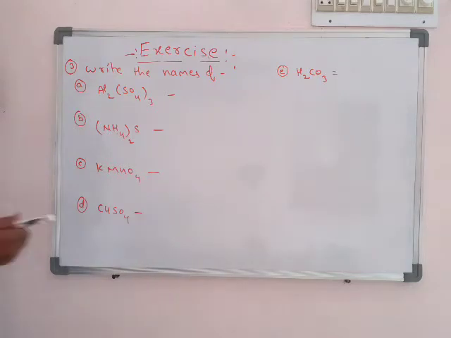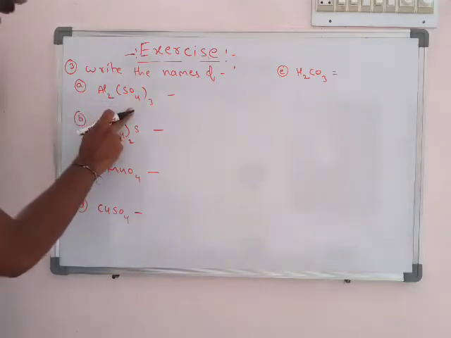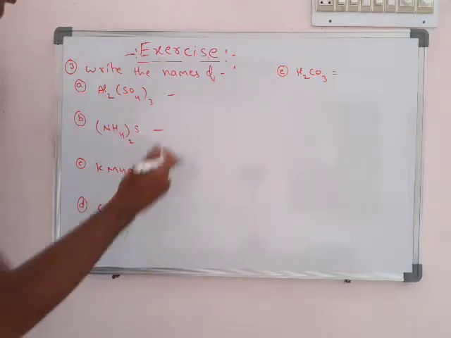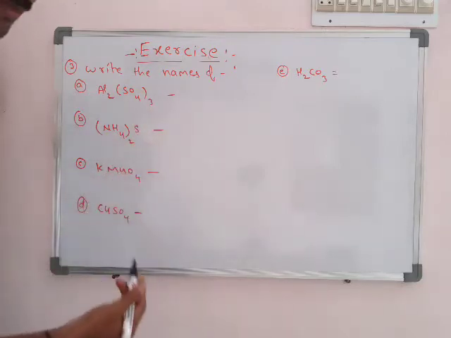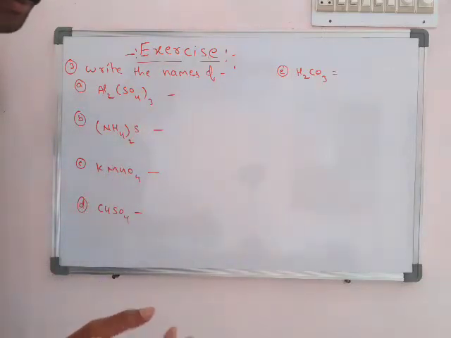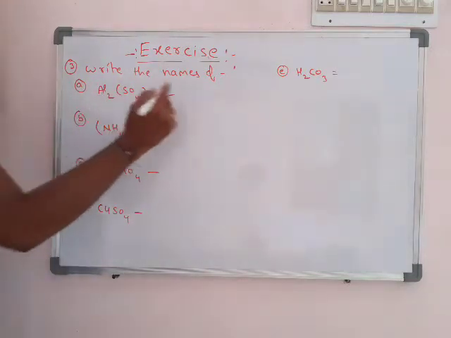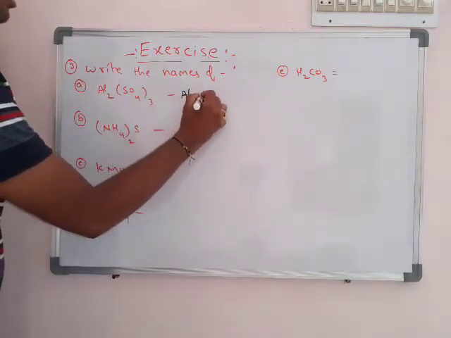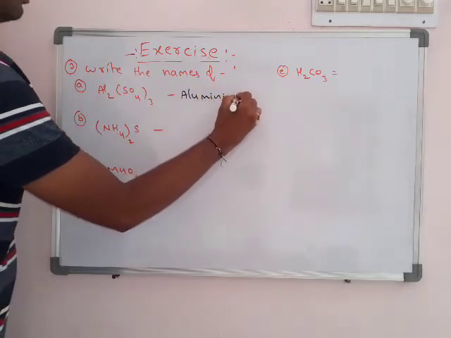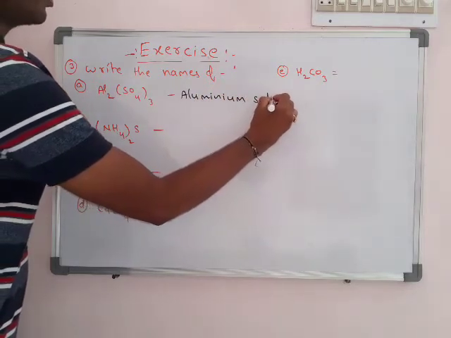See, this is aluminium ion, this is sulfate ion. So already it is balanced. The formulas already given means they are already balanced. We just need to name them. This is aluminium ion, this is sulfate ion. So simply it is written as aluminium sulfate.